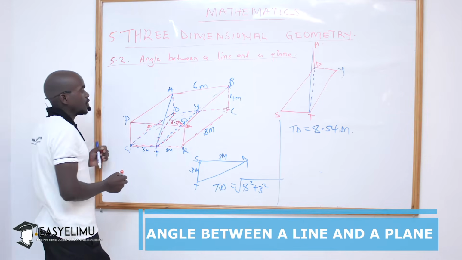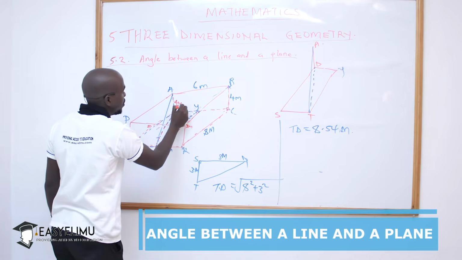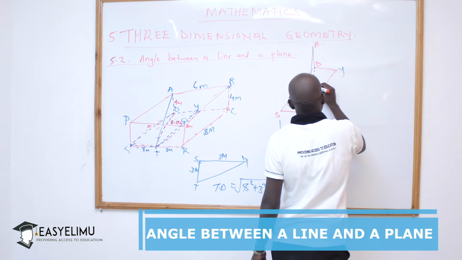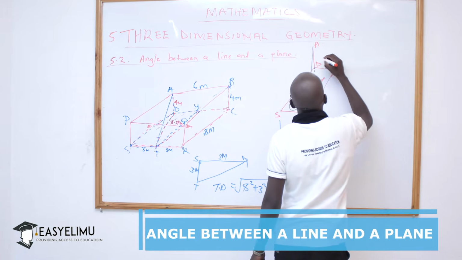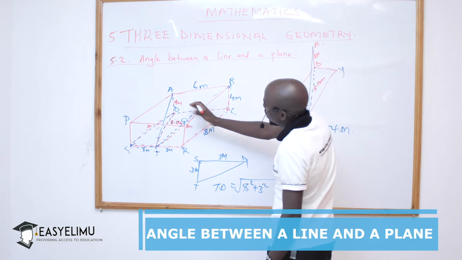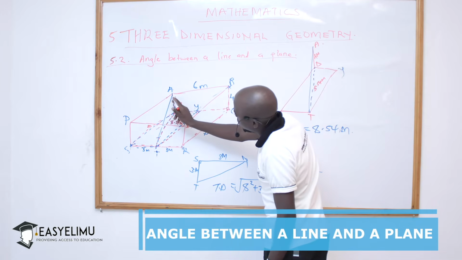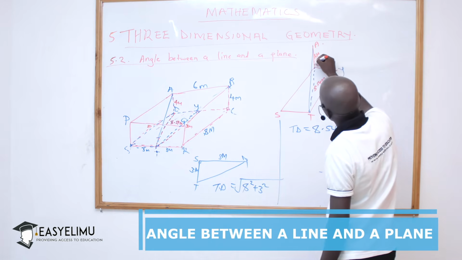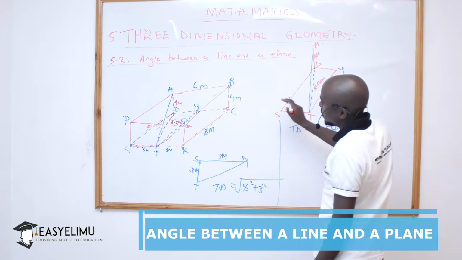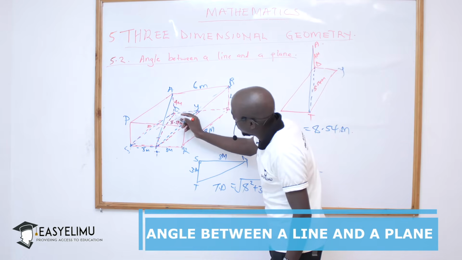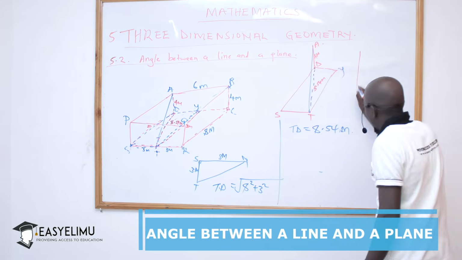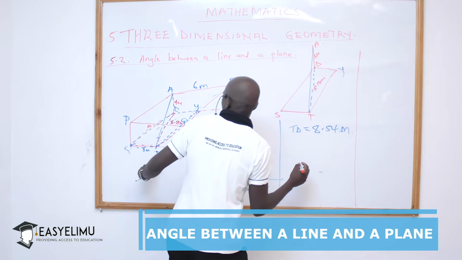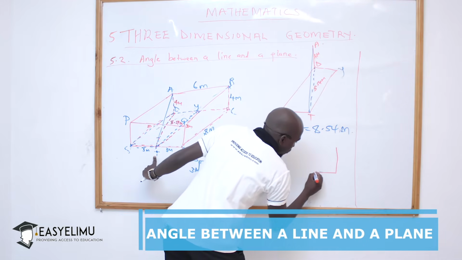I find that the distance from T to D, which is this one, is 8.54 meters. So having that distance, and here we know it's 4 meters from the diagram, we can easily locate this one using Pythagoras theorem, whereby this one is forming a right angle triangle with that line. So meaning if we cut ADT, we are going to get a right angle triangle of this kind.